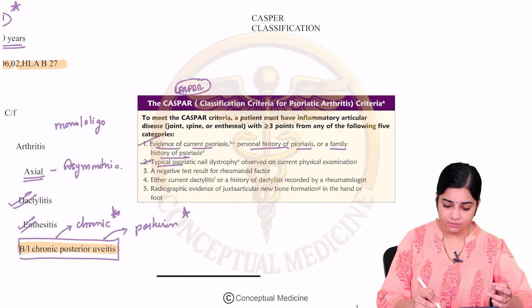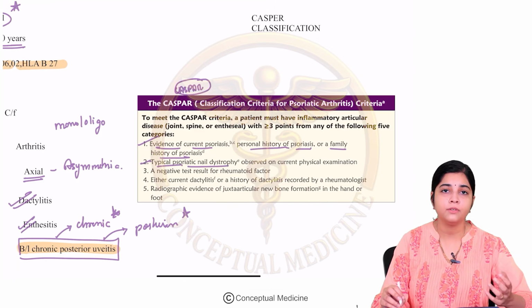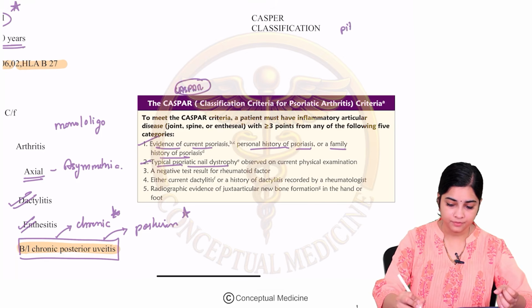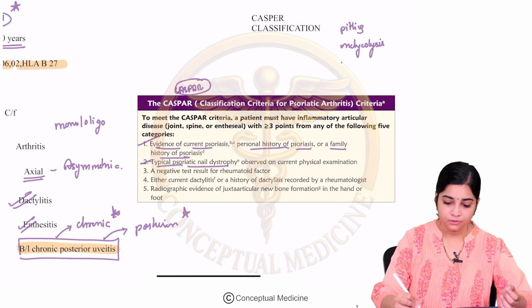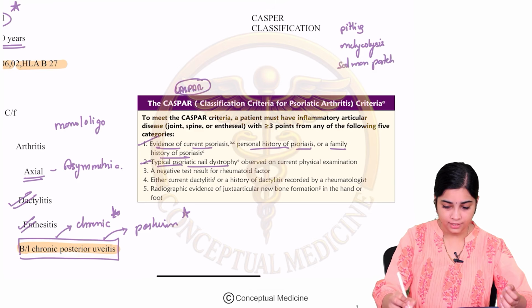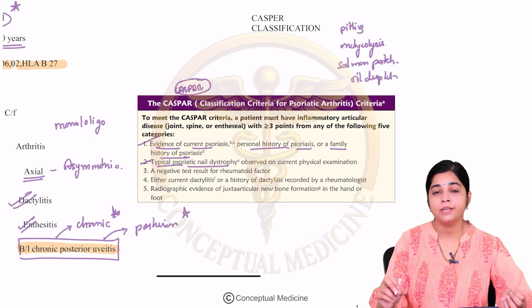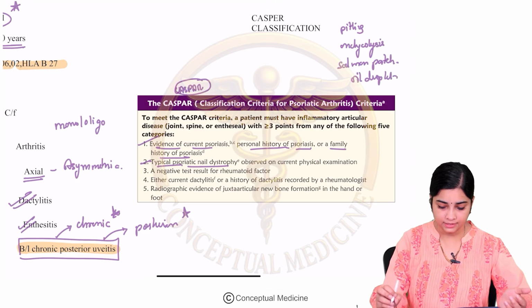There is a typical psoriatic nail dystrophy. What do you find in the psoriatic nail changes? You may find pitting. You may find onycholysis. Onycholysis means the nails are getting destroyed. You can find your salmon patch. You can find oil droplet appearance. So these kinds of nail dystrophies, if present, are a criterion.